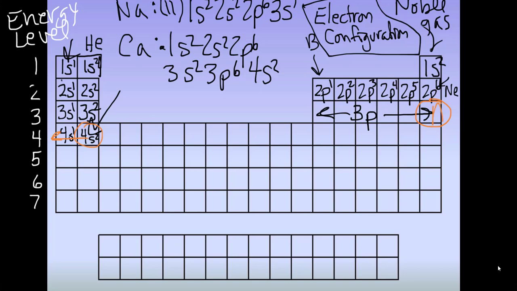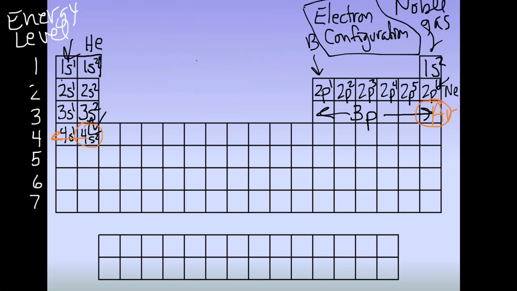So you're going to put in brackets the symbol for argon. And then you're going to say calcium has everything that argon has plus 4s2. So this is calcium all written out, and this right here is what's called the abbreviated noble gas configuration.